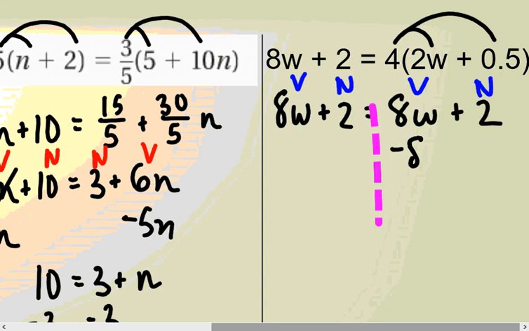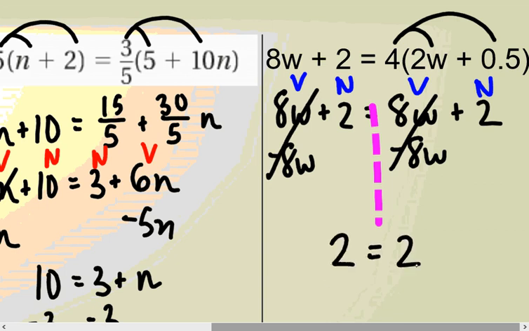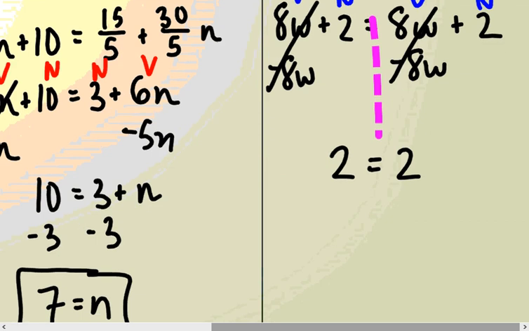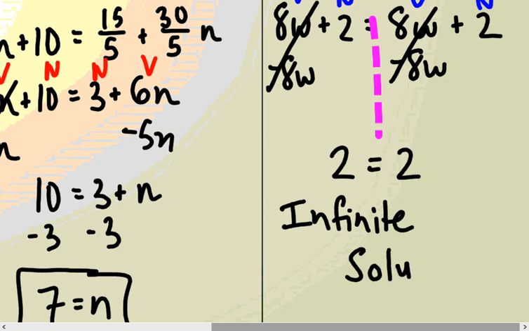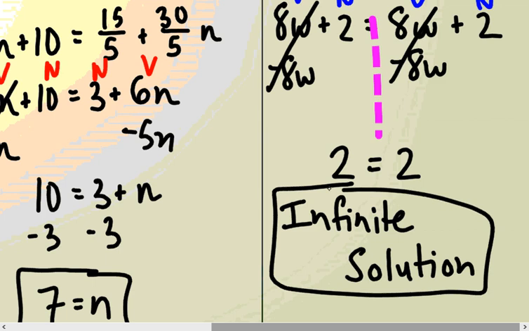So you subtract your variable to get rid of it on the right to maybe move it to the left, but they cancel out on both sides. So you get a statement like 2 equals 2, and 2 equals 2 is a true statement, which means that there are infinite solutions. You could pick any number you'd like, and if you put it into the original equation, it would be a true statement.